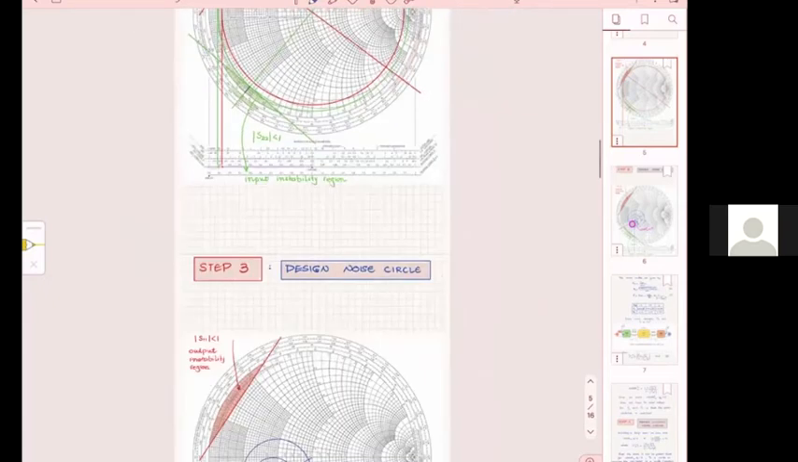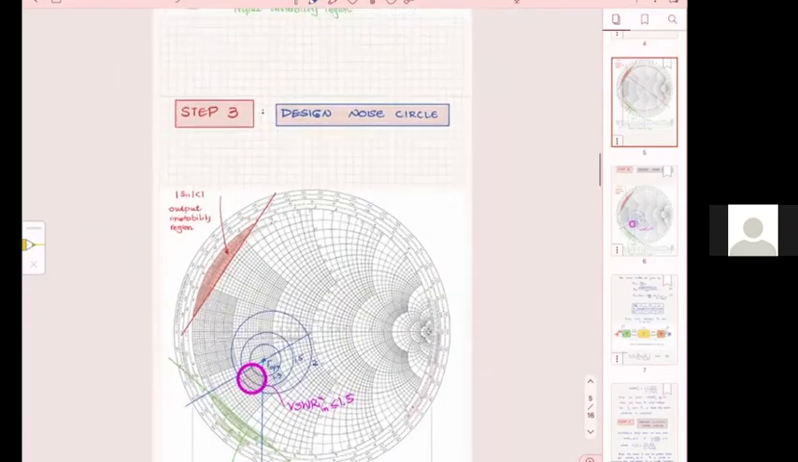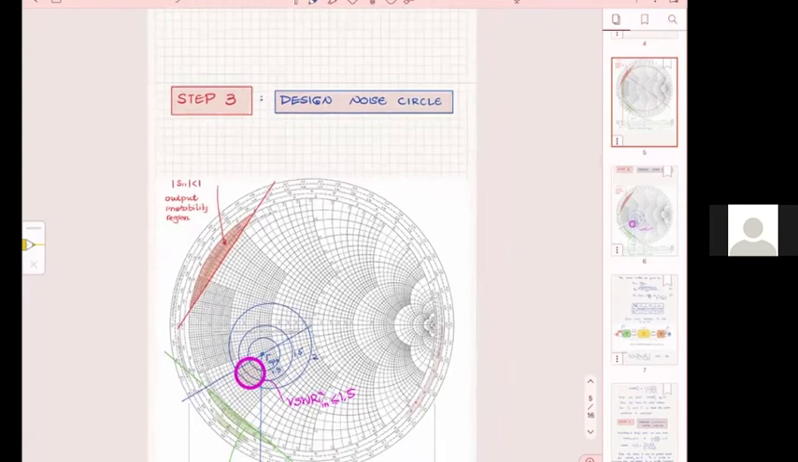Okay. So after I did this, where do I go first? I go to design the noise circles. I'm going to work with the noise first of all. I mean, you could start with something else, all right?